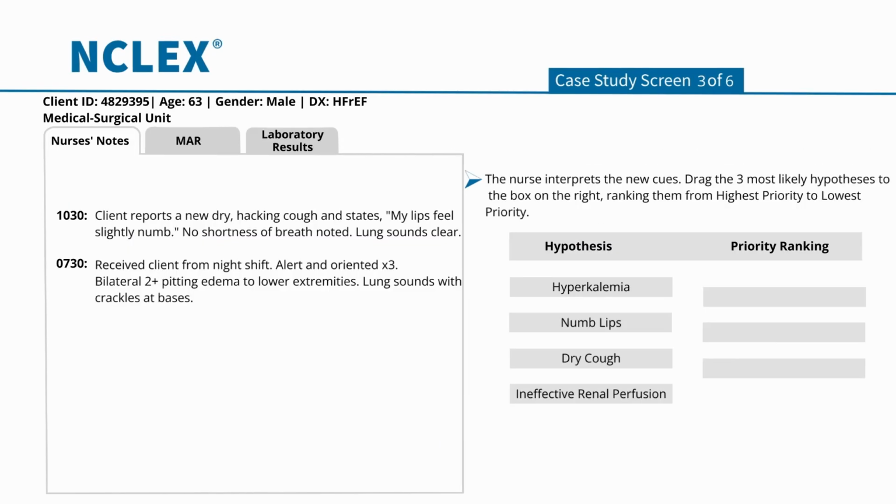Question 3. 2 hours post-dose. The client reports a dry, hacking cough and says, "My lips feel slightly numb." The question: drag the 3 most likely hypotheses to the box, ranking them from highest priority to lowest priority. 1. Hyperkalemia. 2. Numb lips. 3. Dry cough. 4. Ineffective renal perfusion.